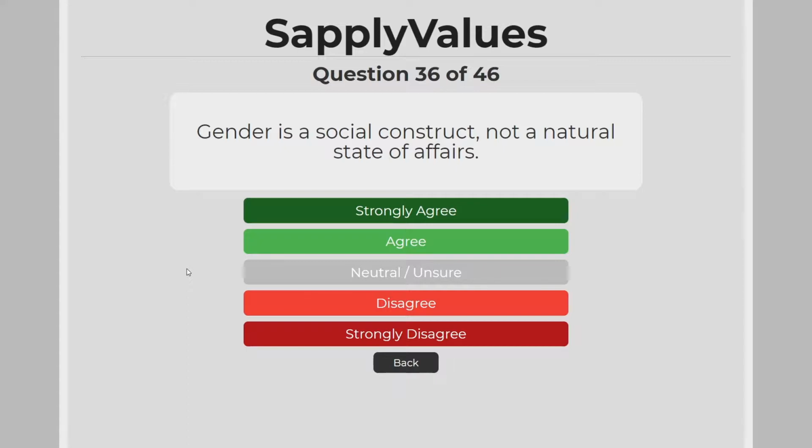Gender is a social construct, not a natural state of affairs. At least from my understanding of gender, it is more of a social construct. How I know it is, sex is biological and gender is social, society driven. So at least dictionary definition wise, it does seem to be defined as a social construct. So I guess I would strongly agree.